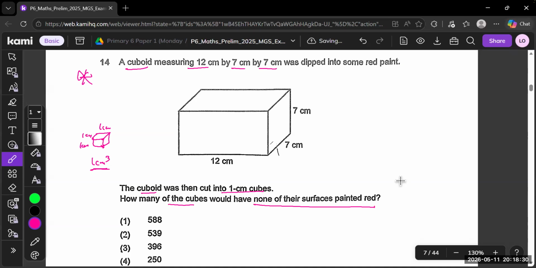Okay, now this part, you need to open your eyes and ears very big. Whatever you can see on the picture, they are all painted red already. All the cubes that you can see, they are all painted red. So there's a shortcut to do this. Now the shortcut is this.